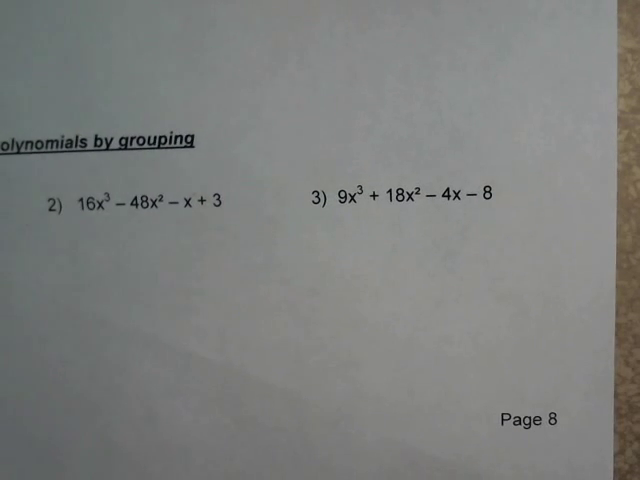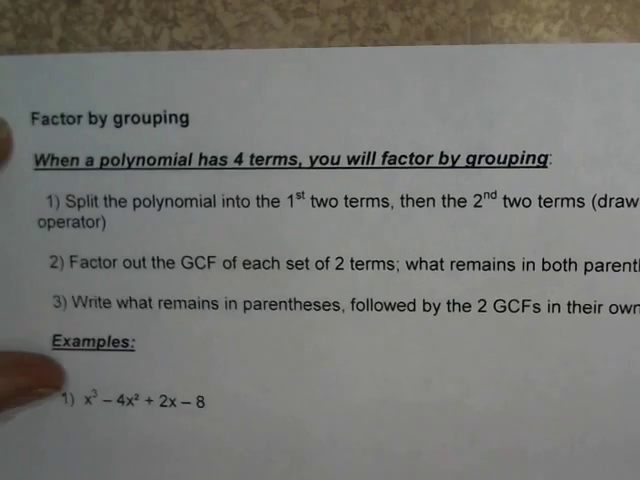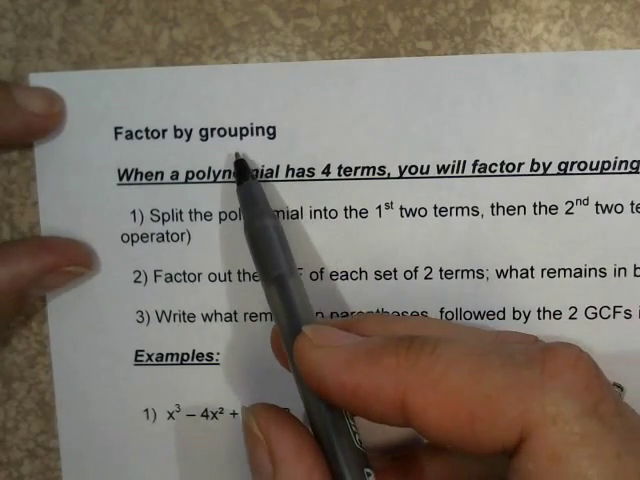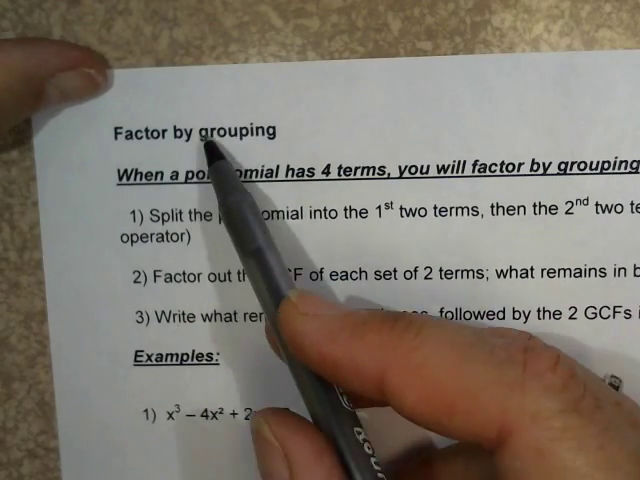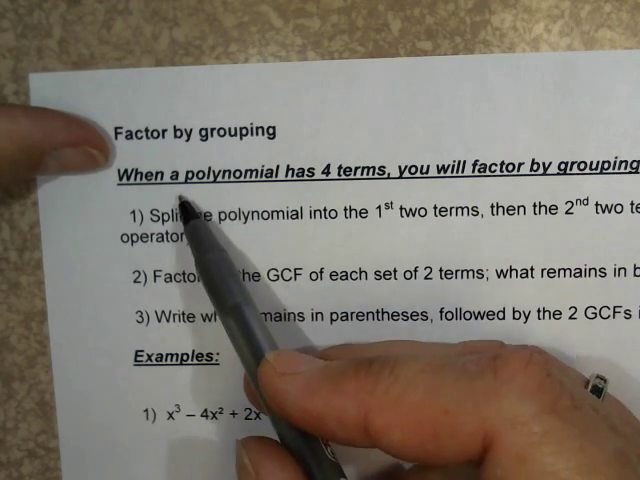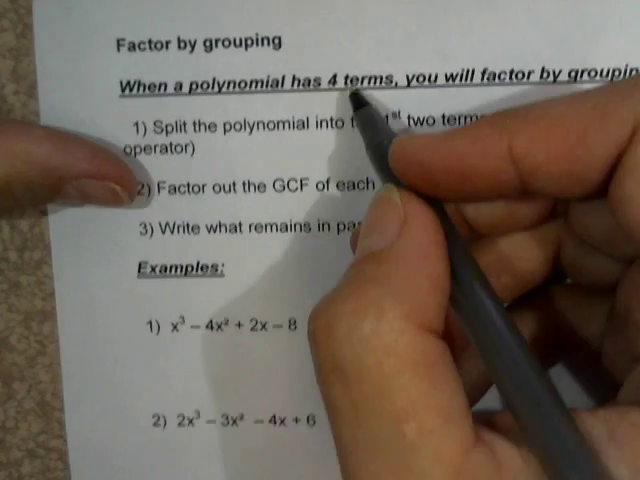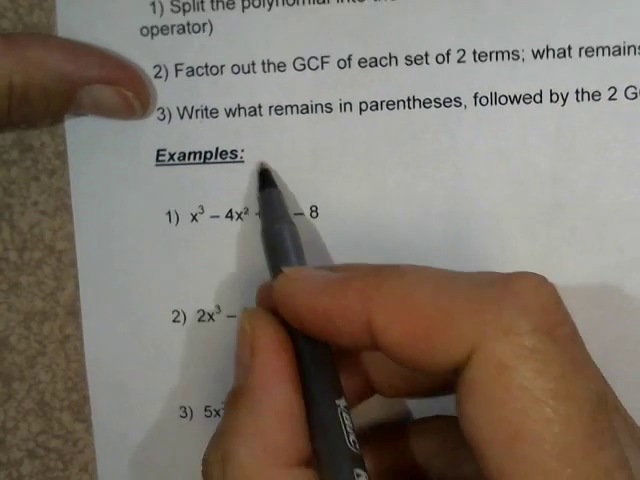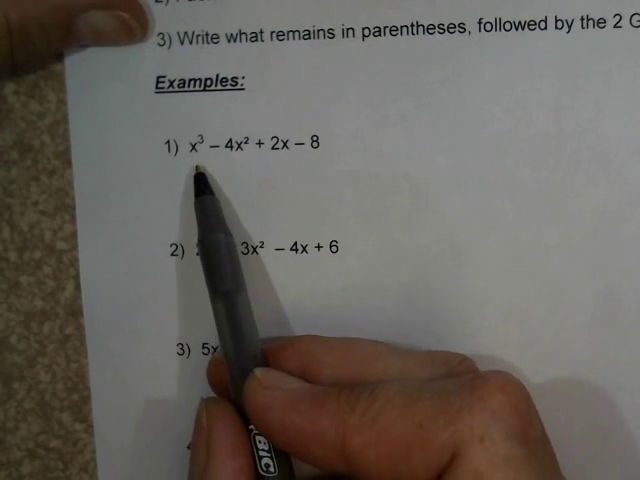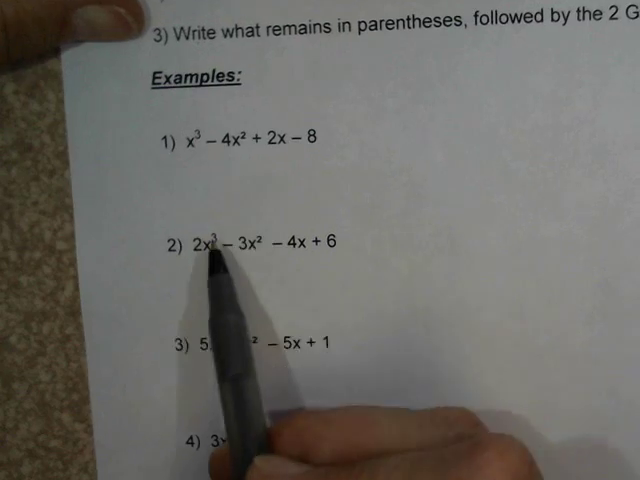We're going to continue with our Chapter 1 notes on page 8. And today what we're going to be talking about is another technique of factoring polynomials called factor by grouping. When we are given a polynomial that has 4 terms, remember terms are separated with pluses and minuses, so in all of these examples below you can see we have 4 terms in each one.